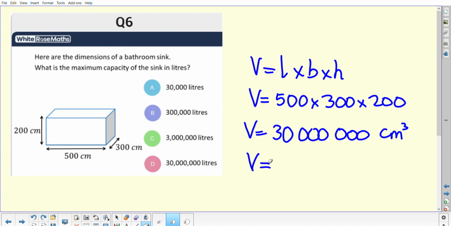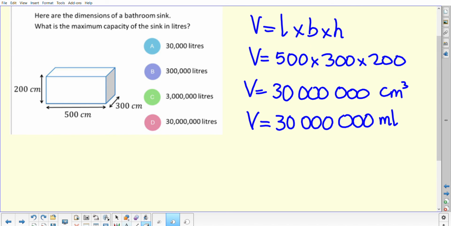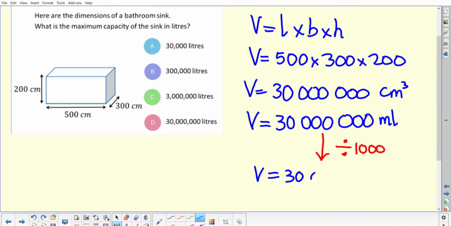However, it's talking about capacity, so the capacity units that we should be using are initially millilitres. Remember that cubic centimetres and millilitres are exactly the same thing. So 30 million cubic centimetres is 30 million millilitres. You're simply replacing cubic centimetre with millilitres. Then to change from millilitres into litres, you should know that there are 1,000 millilitres to make a whole litre. So we are dividing this number, 30 million, by 1,000. Our answer would be 30,000 litres, which is answer A.